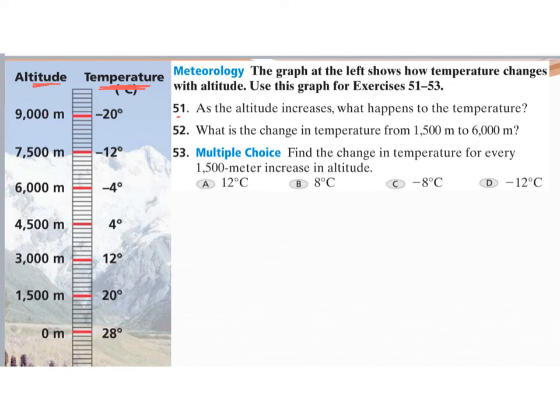Okay, so 51 says, what happens as the altitude increases? So as our altitude is increasing, or in other words, we're going up the scale like this, notice that our temperature is actually getting smaller. So as we go up the temperature scale, my numbers are going from a positive 28 to a positive 20 to a positive 12 to a positive 4 down to a negative 4 and so on. So for 51, we're going to say that our temperature decreases.